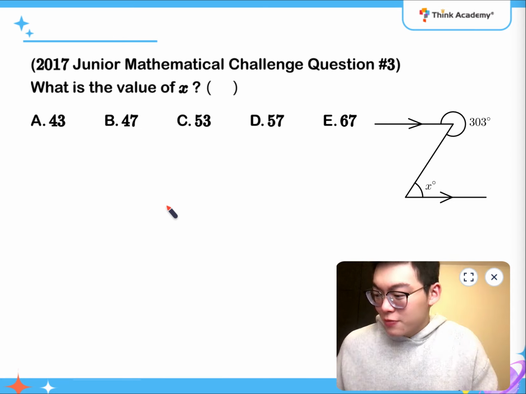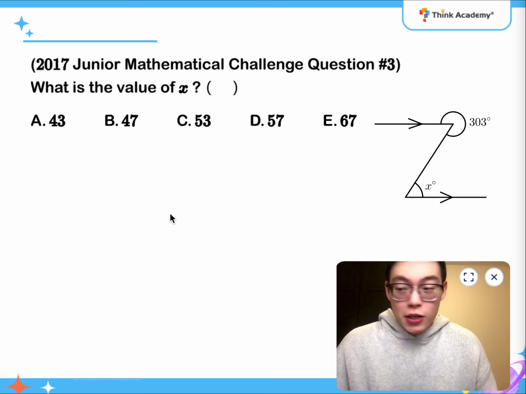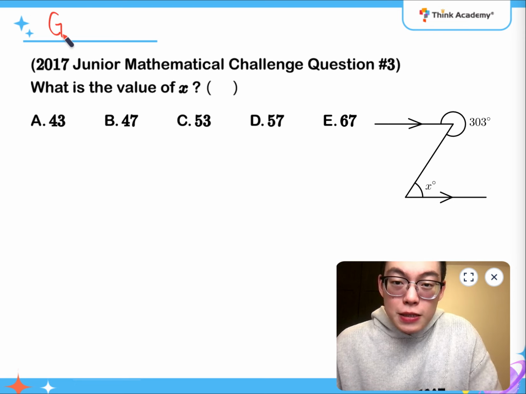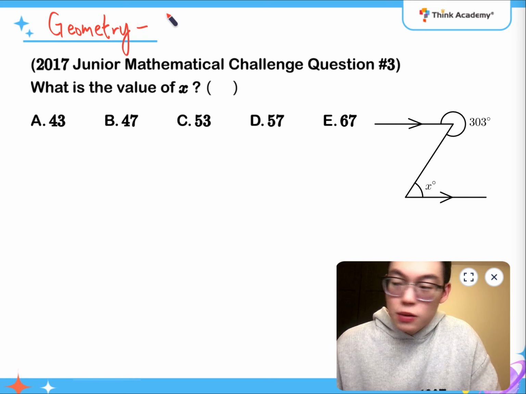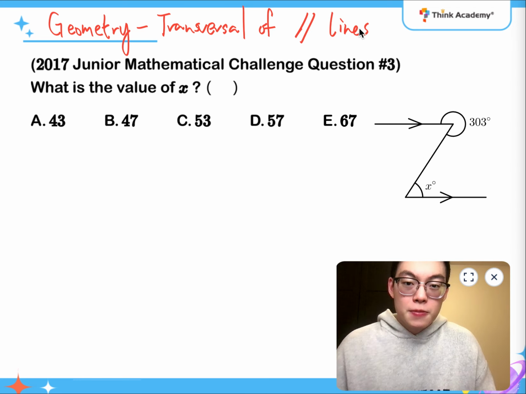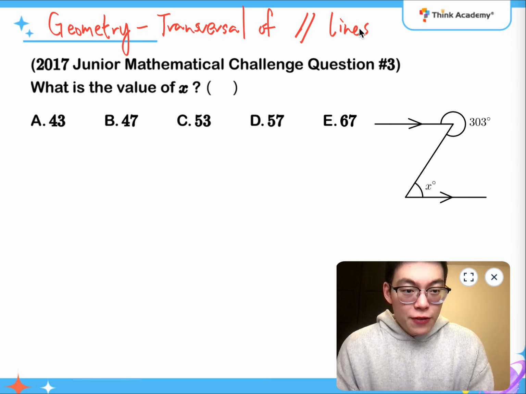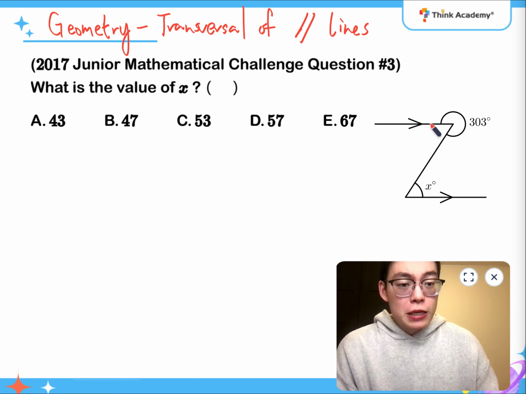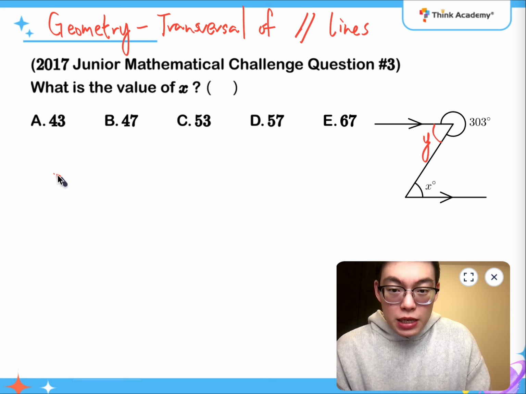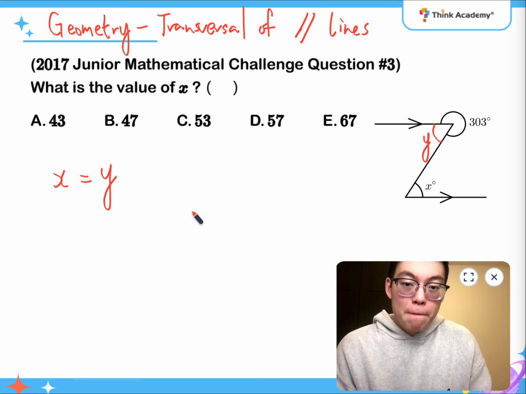So the third question, it's going to be geometry on the transversal of parallel lines. Okay, so what is the value of x there? First of all, we know that for parallel lines, the alternating angles are going to be the same. All right, so it means that x is equal to y.